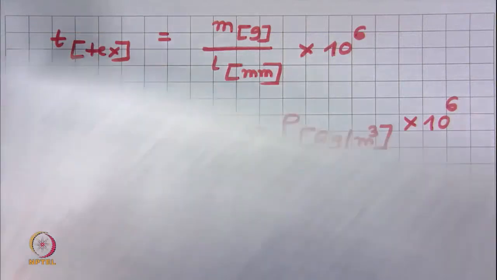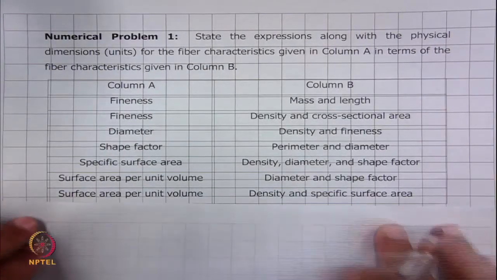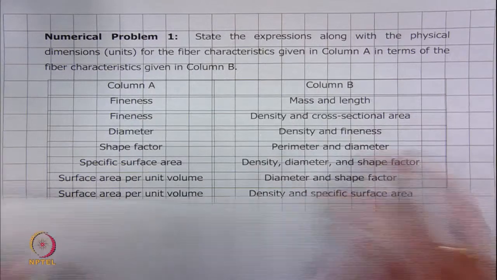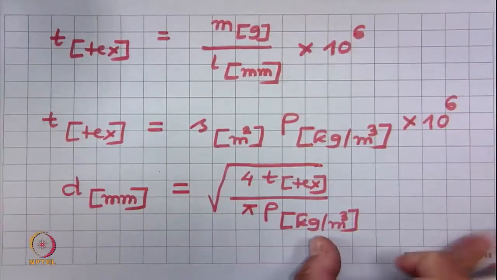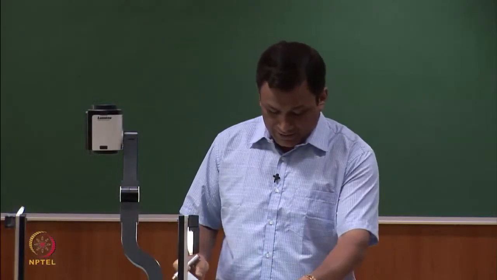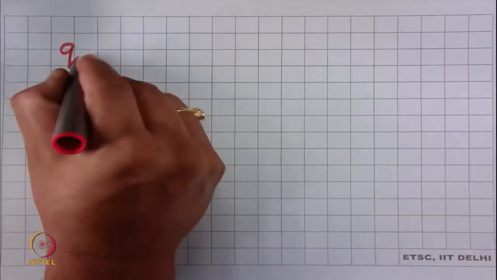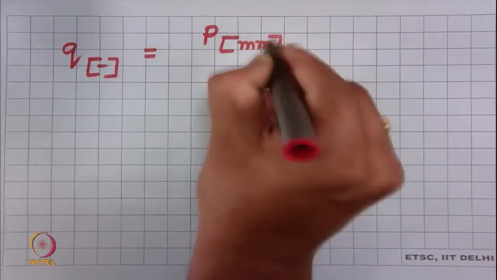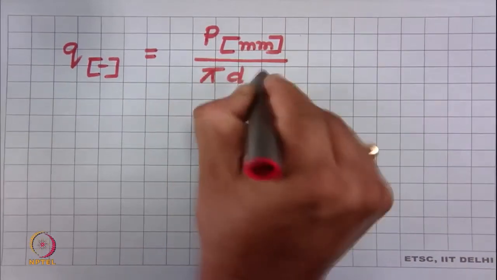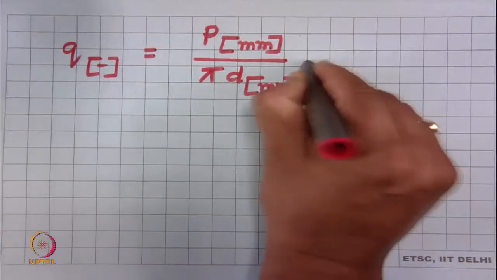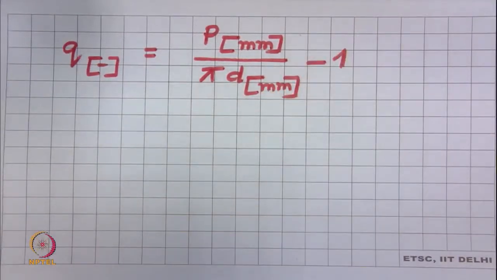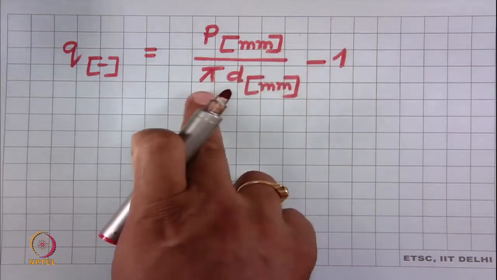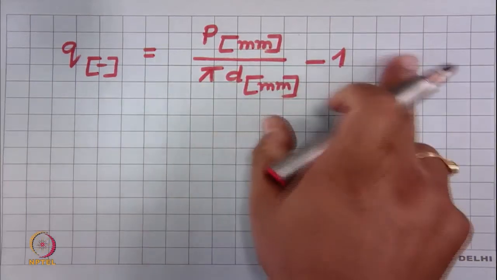Okay. What was the fourth one? Fourth one, fiber safe factor in terms of fiber perimeter and fiber diameter. This exercise we have already done once, let us repeat it. Fiber safe factor Q, dimensionless, is equal to perimeter in terms of millimeter divided by pi times d, d is fiber diameter in millimeter, minus 1.